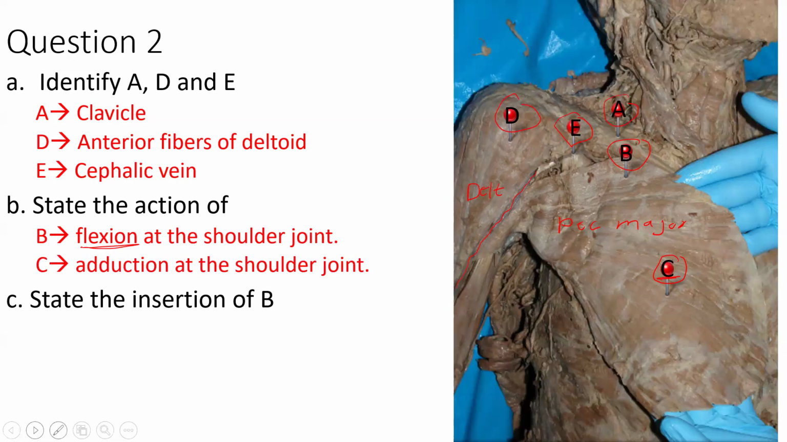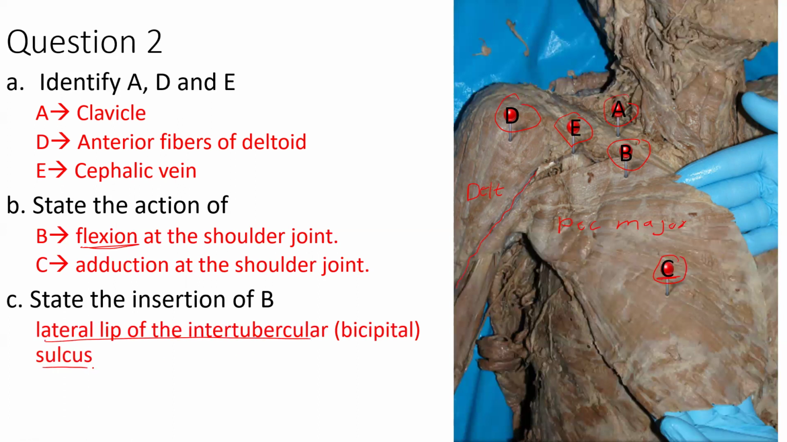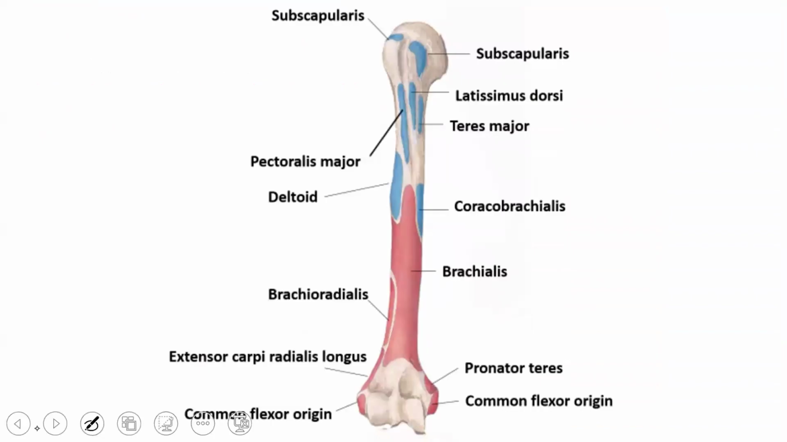So where is pectoralis major muscle inserted? You need to understand that it is inserted into the lateral lip of the intertubercular sulcus. And let me show you that because that is very important. So this is the humerus. You can see we have a groove here. Within that groove is where you find the tendon of the long head of biceps brachii, and that's what is known as the bicipital groove.